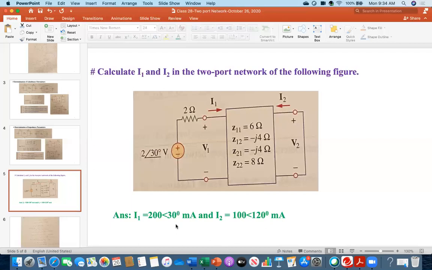I mean, you may leave your result in ampere, that is fine. I just expressed it in milliampere. But of course, you can leave it in ampere, like 0.2 here, 0.1 ampere. That will be fine.